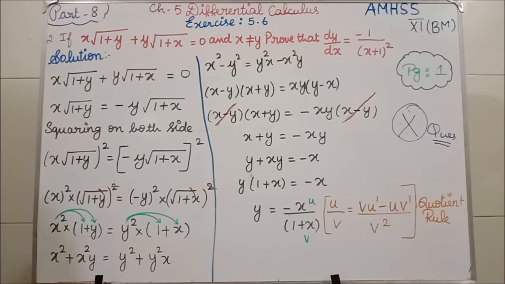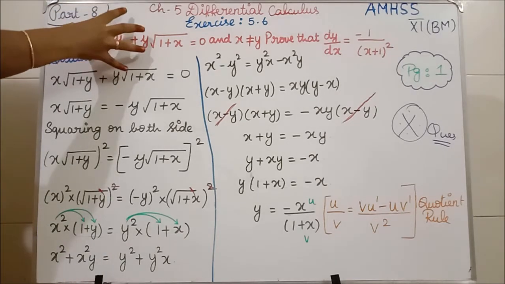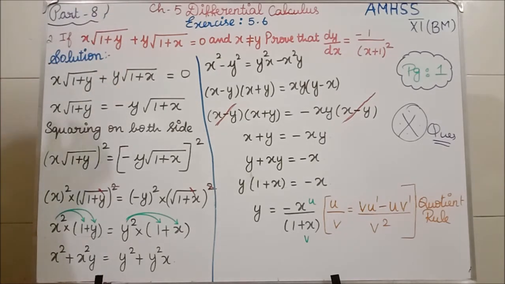Okay, we have to prove, which means you have to differentiate this given function. In the final answer you have to get minus 1 divided by (x plus 1) the whole square. That is the answer for this differentiation. Clear, students? Shall we start now?